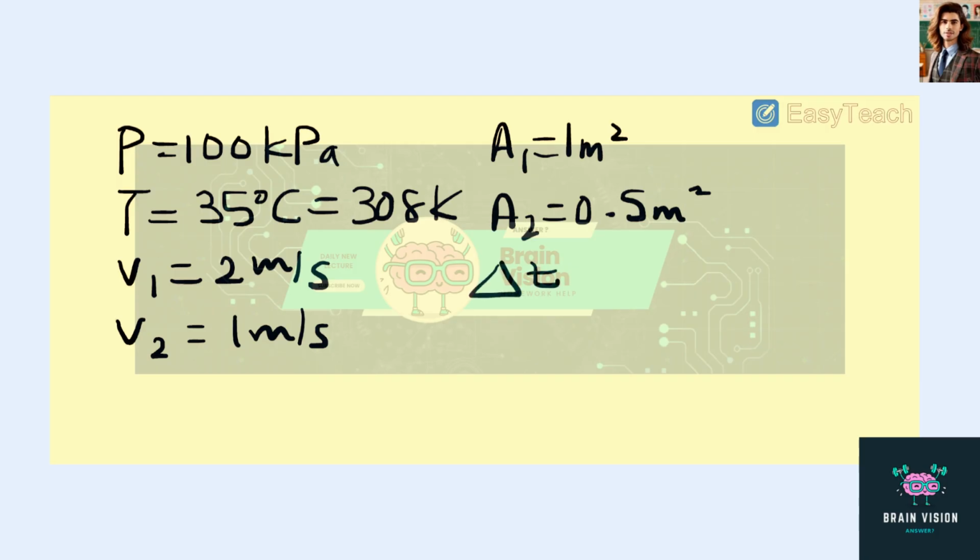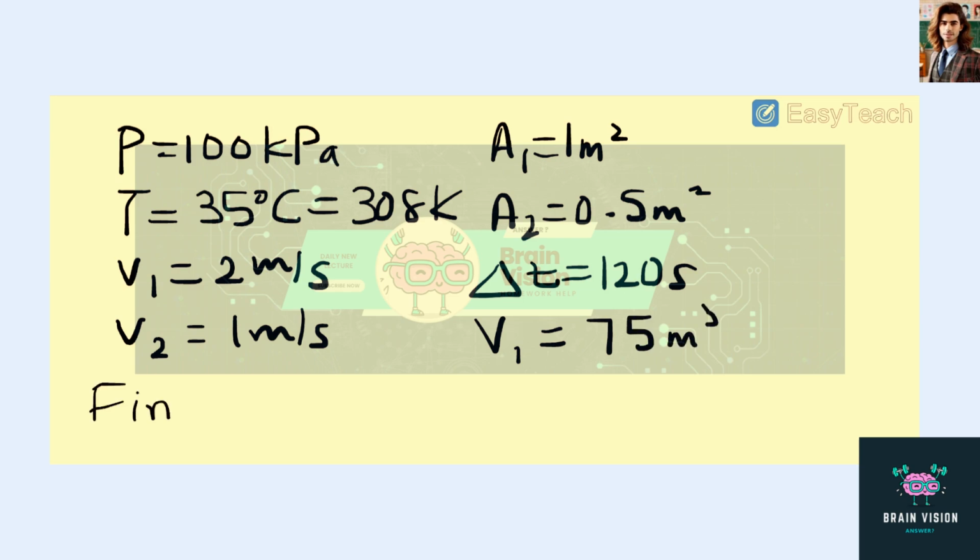This maneuver is lasting 2 minutes, so we're going to go ahead and write that in seconds as 120 seconds, and the initial volume of this balloon is 75 meters cubed. What we're asked to find is the final volume of the balloon, so that's going to be VF, and the work produced by the air inside the balloon as it expands the balloon skin.